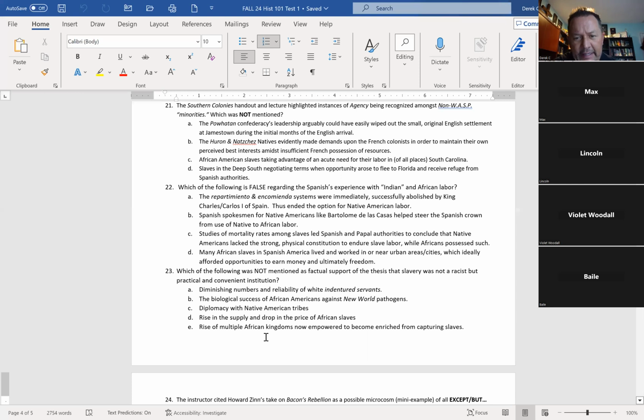Spanish experience with Indian and African labor. We mentioned the repartimiento and the encomienda. Were they immediately successfully abolished by King Charles? No.